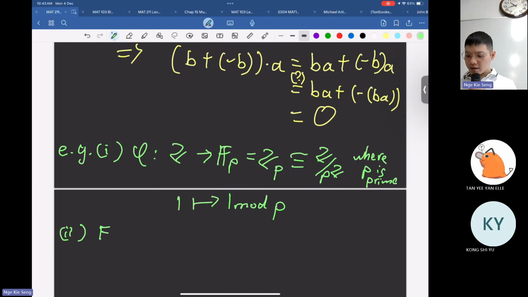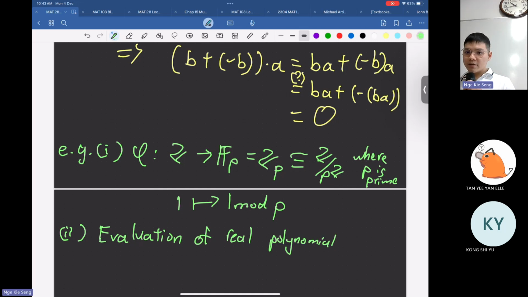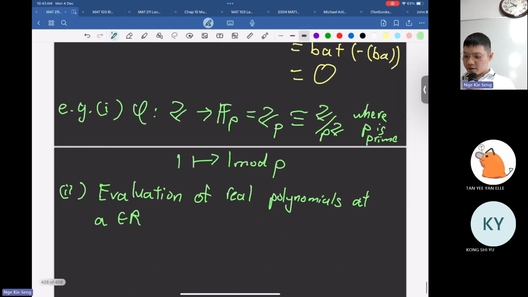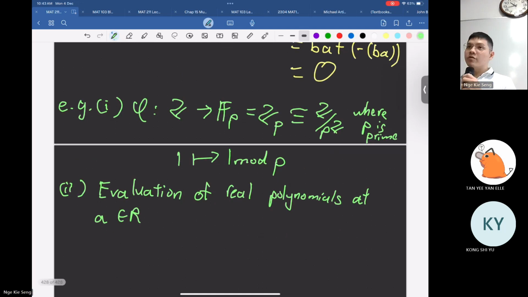This is a very important homomorphism that you need to take note of. This is the evaluation of a real polynomial at a. So what does it mean? You have a polynomial, and I evaluate at x equals a. So we see this as a map.